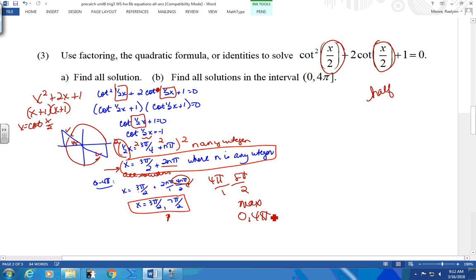0 to 4 pi. So you get 2, which makes sense. You're half the amount of angles.